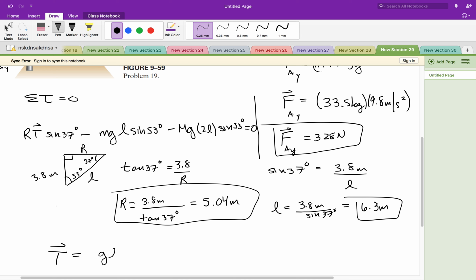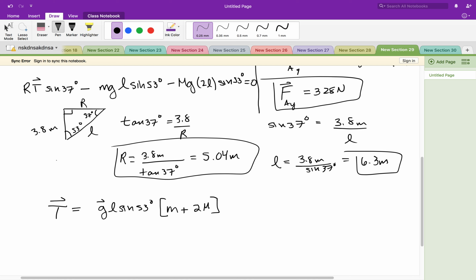So it would look like GL. Again, I'm just doing the algebra. You could just put numbers in this thing at this point, but I like to do the algebra. So actually, there'd be a sine 53 out here. Sine 53. And then on the inside here, we would have little m plus 2m, like that. So that's that, all divided by r. So I did the algebra, but again, you can just plug numbers in.